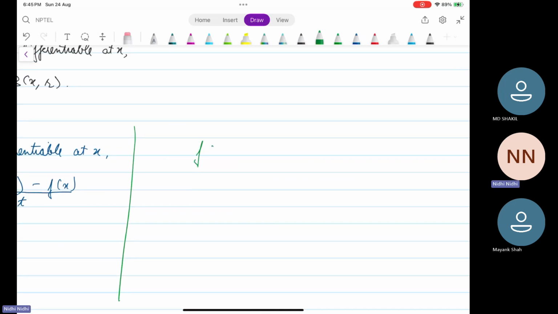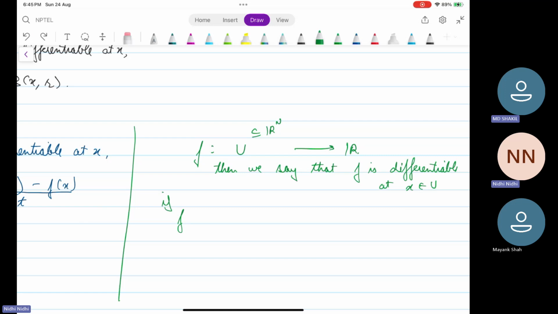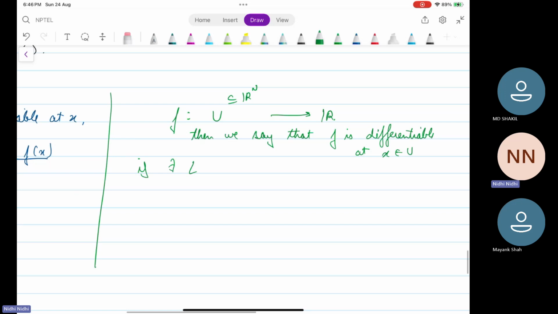If we have a function f defined on U, some subset of R^n, to R, then we say that f is differentiable at some x belonging to U if there exists a linear map, let's write it as df_x, from R^n to R.